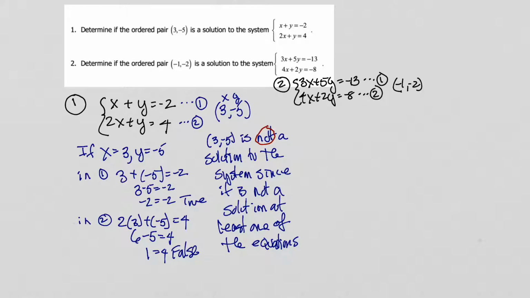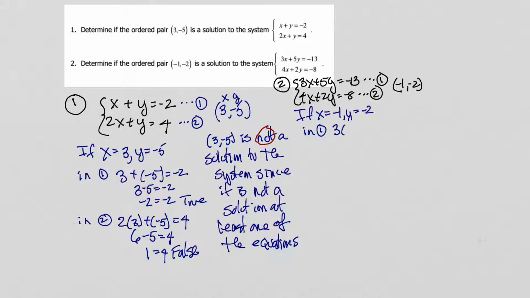Let's go with the second problem here. We've got this point here, and we want to know if it's a solution to this system. So let's test it. Let's put negative 1 and negative 2 in for x and y respectively and see if we get true statements or false statements. So let's look at this. If x is negative 1 and y is negative 2, let's go into equation 1. So let's substitute these values into equation 1.